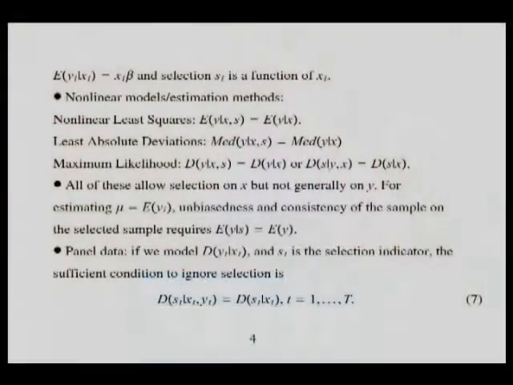Okay, a special case is where we've modeled the conditional mean correctly. It's a linear function of the x's, and then, of course, selection can be a function of x in any way, with the slight requirement that we have enough variation in the x's so that we can actually estimate the regression function.